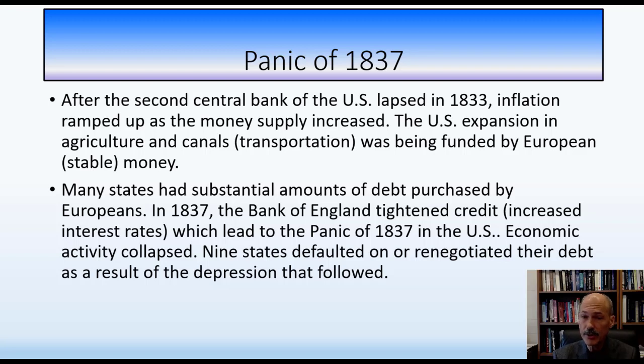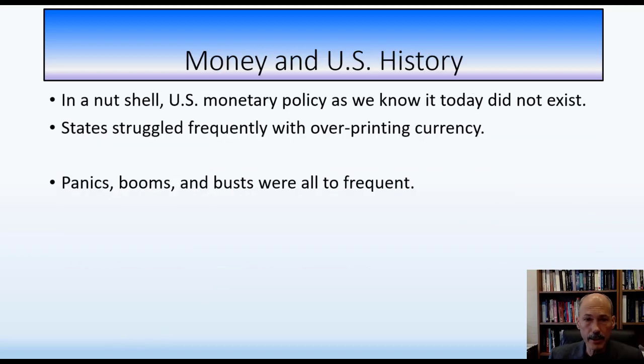Many states have substantial amounts of debt that was purchased by the Europeans. And in 1837, the Bank of England tightened credit. Tightening credit means they increased interest rates, which made the price of borrowing more expensive. It tends to lead to a contraction in the economy, as we'll see over and over again in this course. Well, when the Bank of England increased interest rates, it led to the panic of 1837. U.S. economic activity collapsed. Nine states defaulted or renegotiated on their debt as a result of the depression, not recession, that had followed.